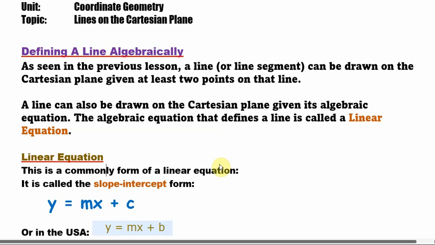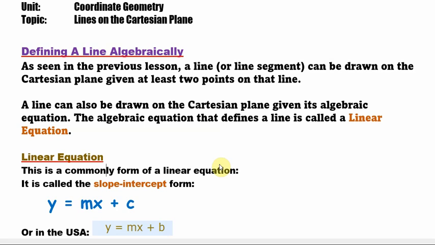Hello everyone and welcome. So we are continuing on the unit coordinate geometry, and our topic today is lines on the Cartesian plane. We want to be able to define a line algebraically.